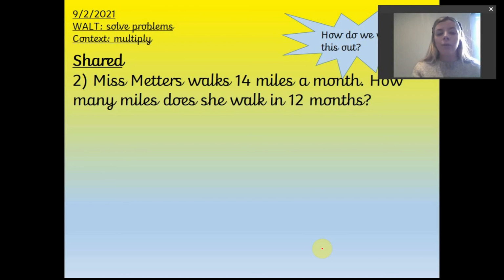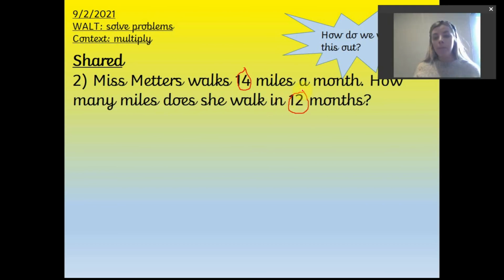Now, how many miles does she walk in 12 months? Okay, so you need to picture that every month I walk 14 miles. Now, I want to know, or somebody wants to know, how many miles I walk in 12 months. So I've got my key information here. I'm going to circle that 14 because that looks really important. We can also circle the month if you want to, but that's not completely key because we want to know how many miles I walk in 12 months.